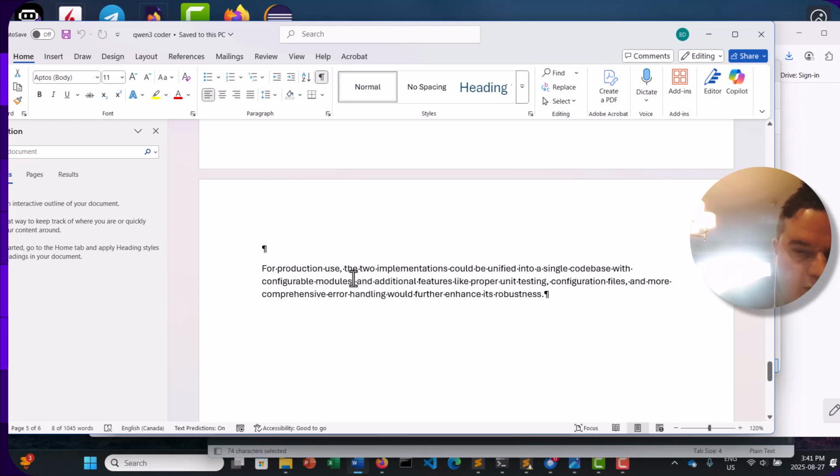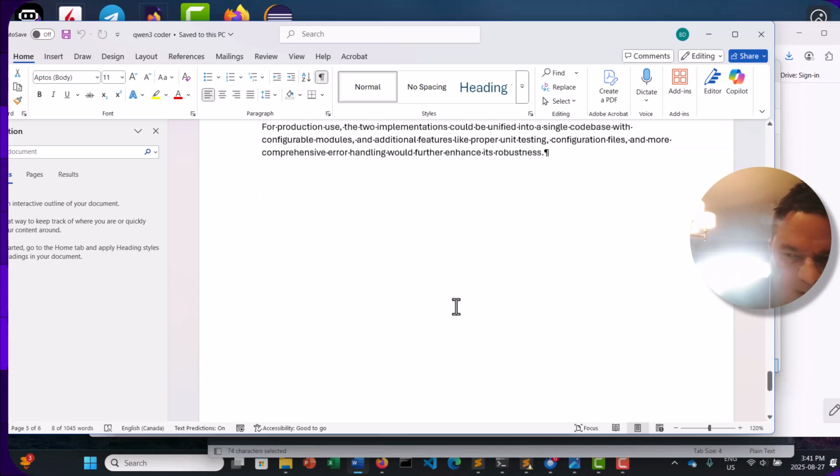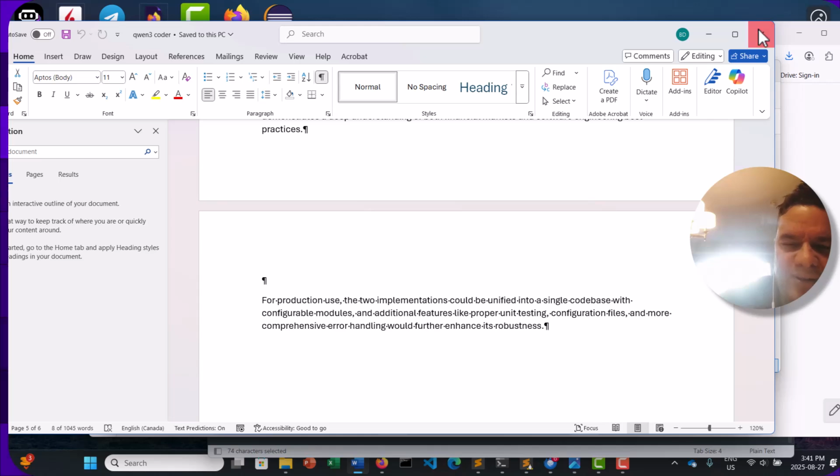Boom. Production use. The two implementations could be unified into a single code base and configurable module, agreed. And additional features like proper unit testing and configuration files and more. Comprehensive error handling would further enhance its robustness. I agree there, but that's different.